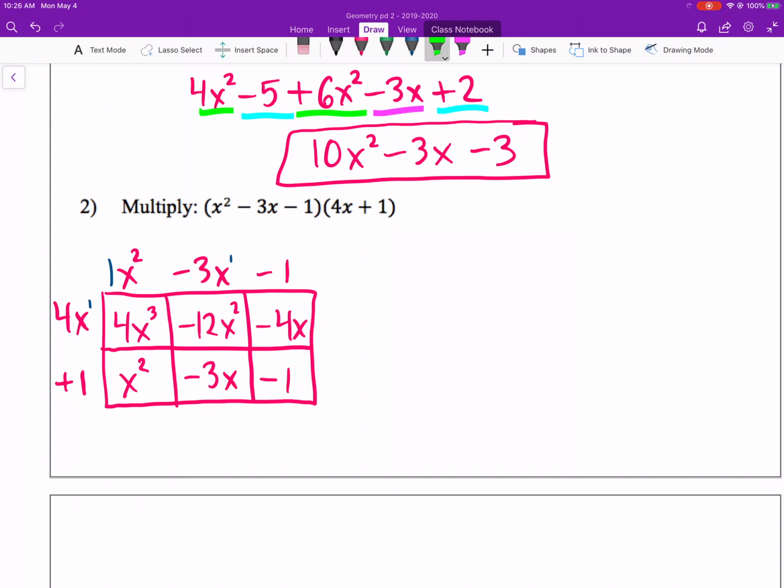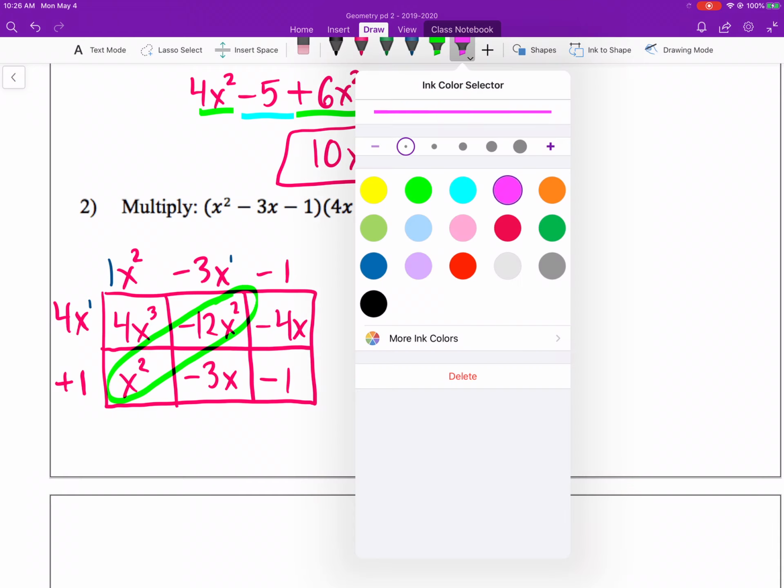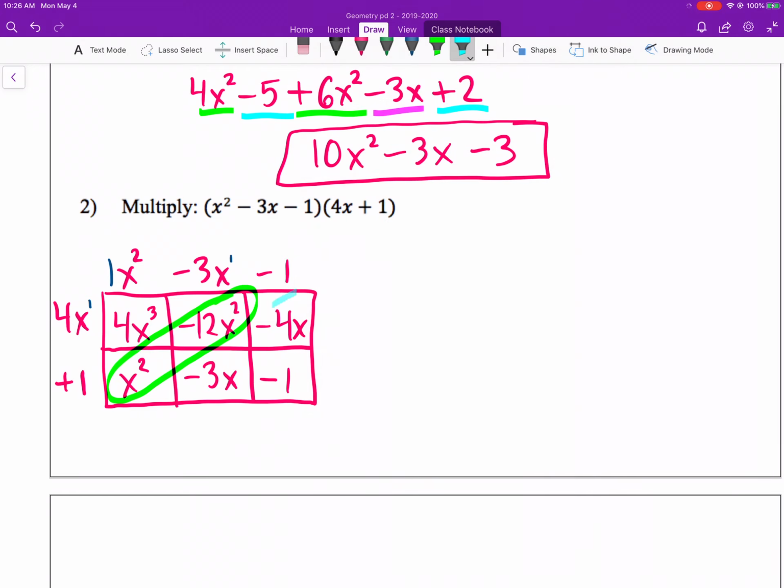Like terms now. Again, a lot of it is multiply, then combine like terms. Remember, you combine your terms that have x squared. Combine your terms that have x. Kind of a lot going on here. I think it'd be very helpful to write this out. 4x cubed plus x squared minus 12x squared minus 3x minus 4x minus 1. These were your x squared terms. These are your x terms.